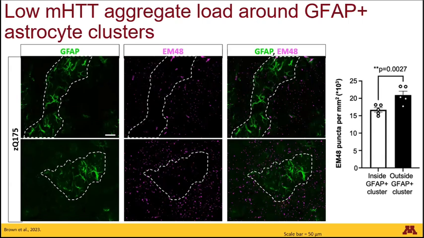On this slide, I just outlined the clusters by hand, but I actually did extensive image analysis where I created perimeters that were 10 microns away from the edge of a GFAP positive pixel. And when astrocytes are close enough together, the perimeters merge and it ends up outlining an entire cluster. So I was able to count EM48 puncta inside versus outside of the clusters, and I saw significantly fewer aggregates inside the GFAP clusters. So I got really excited because maybe these astrocytes are clearing aggregates. That has been seen in other neurodegenerative diseases, but something wasn't adding up.